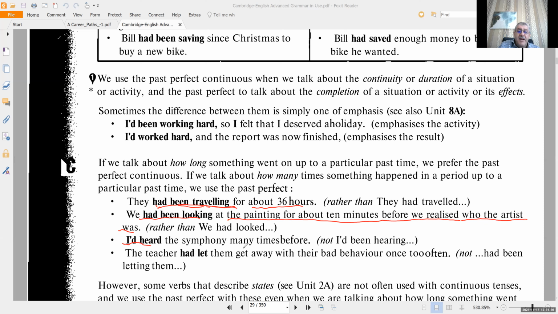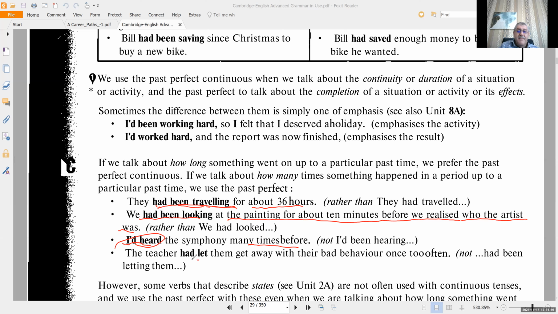I'd heard the symphony many times before. هنا نتكلم عن أنا استمعت إلى السيمفونية. لا نقول I had been hearing، لا، لأنه هنا السيمفونية حدث وقع وتم، فنحتاج ماضي تام فقط.